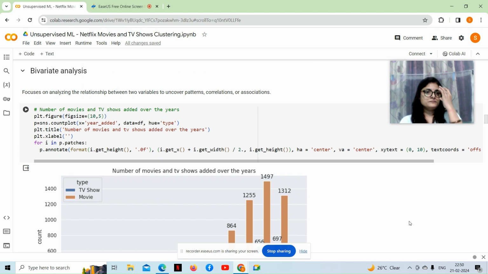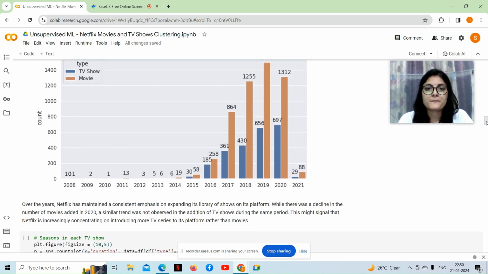Bivariate focuses on the relationship between two variables. In the first one, we are talking about the number of movies and TV shows added over the years. With the help of this graph, over the years, Netflix has maintained a consistent emphasis on expanding its library of shows on its platform, while there was a decline in the number of movies added in 2020. A similar trend was not observed in the addition of TV shows during the same period. This might signal that Netflix is increasingly concentrating more on TV series rather than movies, as we can see in the gap.